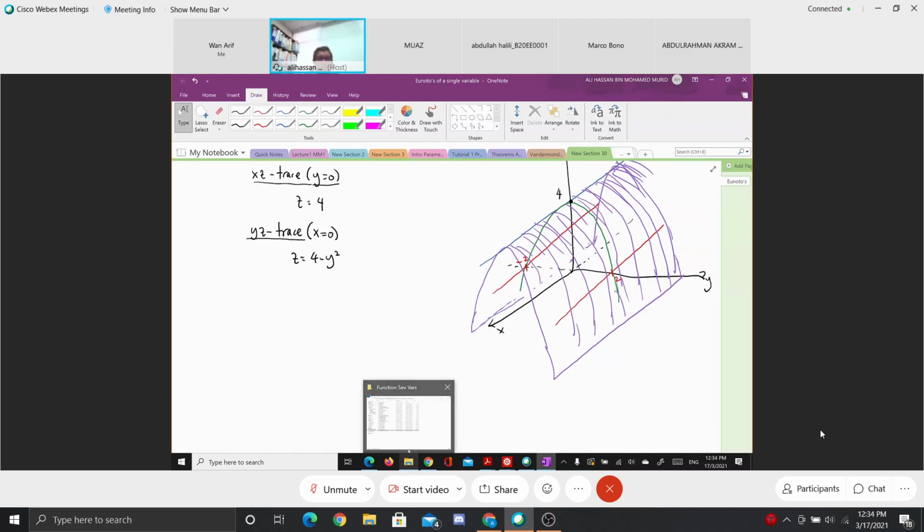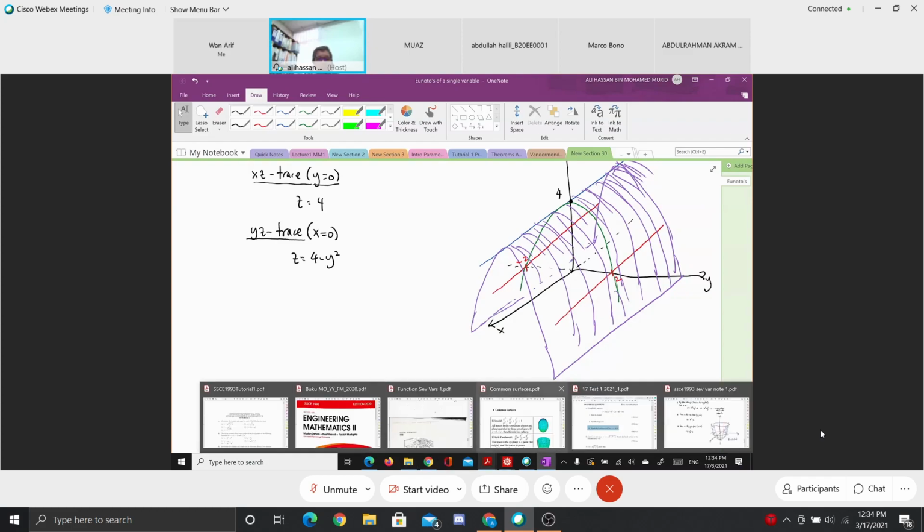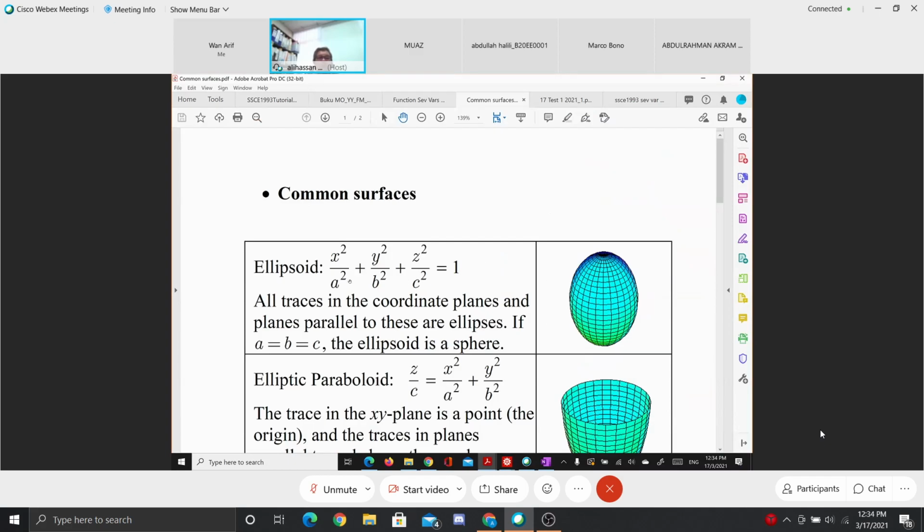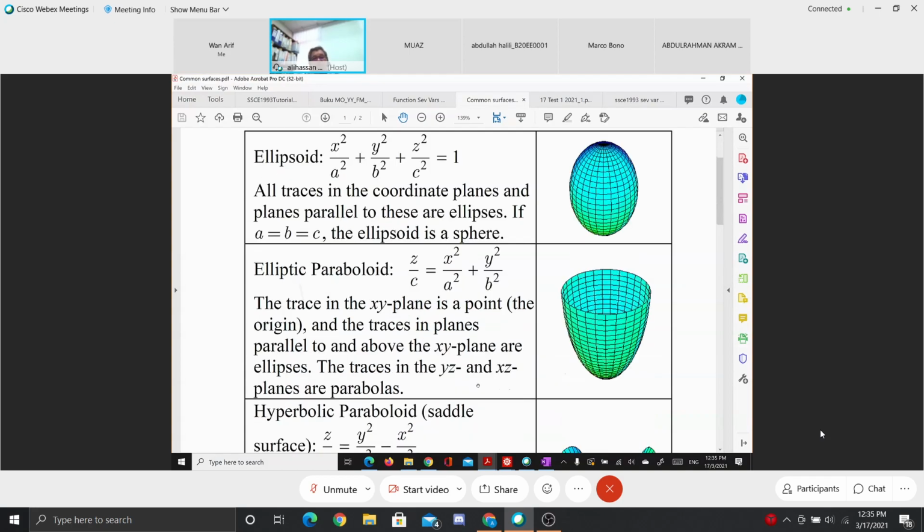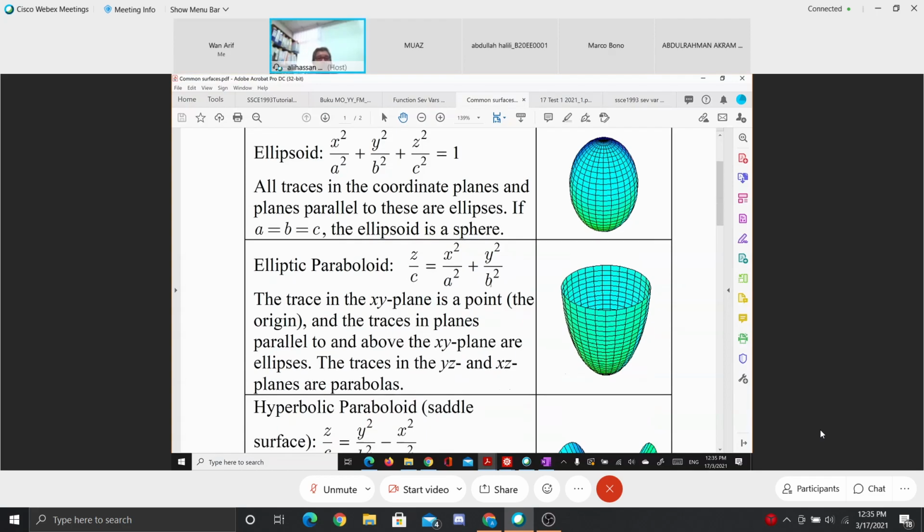Okay, so there are other common surfaces. This equation here describes an ellipsoid. When A, B, C are all equal, we will get a sphere, right? Then we have the elliptic paraboloid here, the form of equation of an elliptic paraboloid.